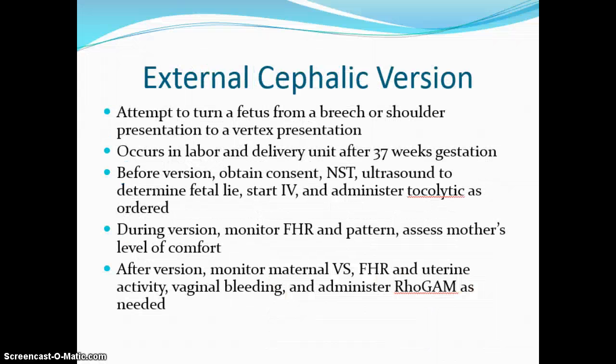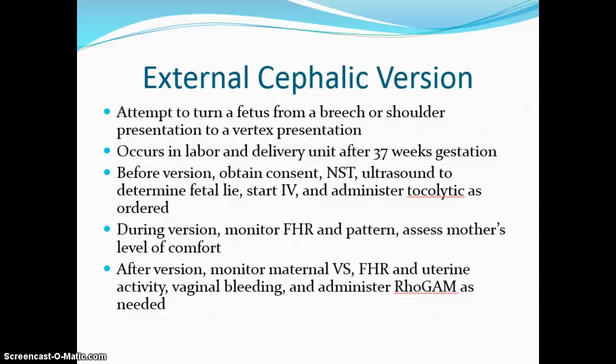An external cephalic version. This is if you have a mom that is in a breech or shoulder presentation prior to delivery. What external cephalic version is, is gentle, constant pressure on the abdomen, and the idea behind that is that it's going to move the baby into a vertex position. It's always going to occur in labor and delivery and after 37 weeks gestation, because if we do it before 37 weeks, what can happen is the baby can turn into that breech or shoulder presentation again.